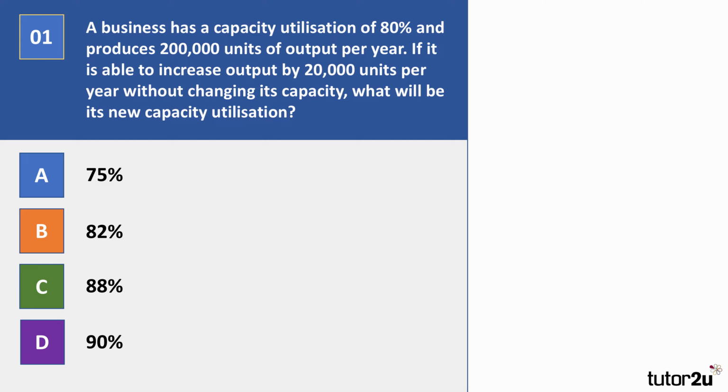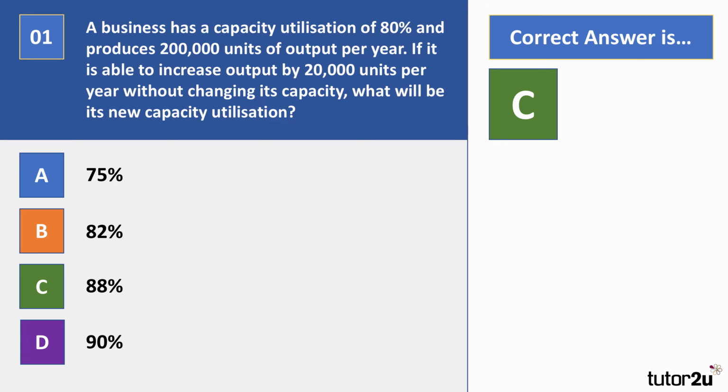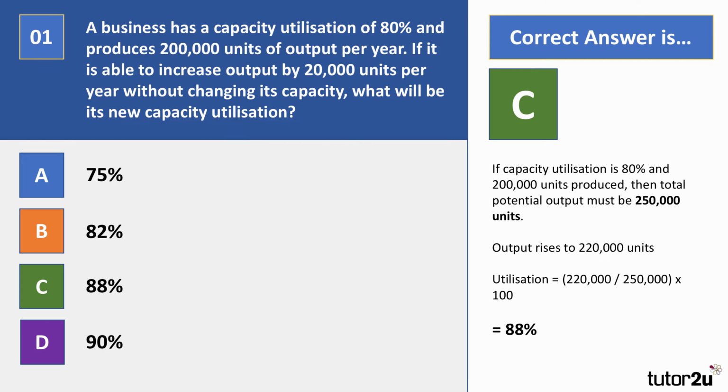Let's take a look at the answer to question 1. Hopefully you got C, 88%. Let's look through the workings on this. Well, we're told the capacity utilisation of 80% and how many units were produced, 200,000. We can therefore work out that the potential output, the potential capacity, is 250,000. We're then told that output will rise by 20,000 units, therefore to 220,000 units. The potential capacity is the same, 250,000, therefore the new utilisation is 220,000 divided by 250,000 units, always expressed as a percentage, 88%.